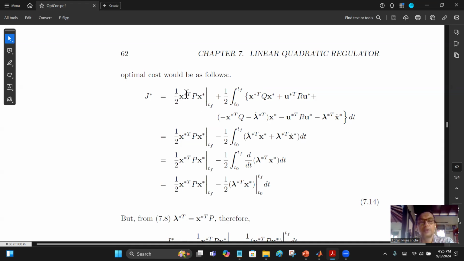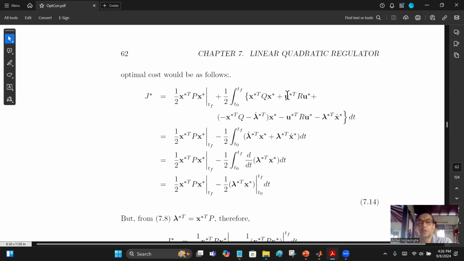So the first term, x star transpose P x star, right? This is the terminal cost. If the final state is not 0, there's an error. Error is a cost. We consider any error as a cost. Okay.